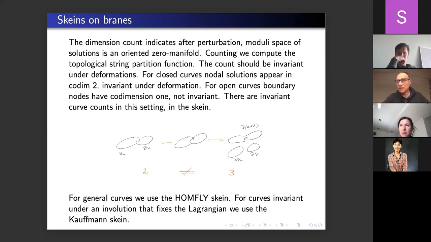So you have two disks, they live inside the resolved conifold, but their boundaries live on the S1 times R2, right? Both of their boundaries live on the same. Both, yeah, exactly. So this U is one disk, its boundary is going around the S1, and the V is another disk. Its boundary is going almost parallel to it.